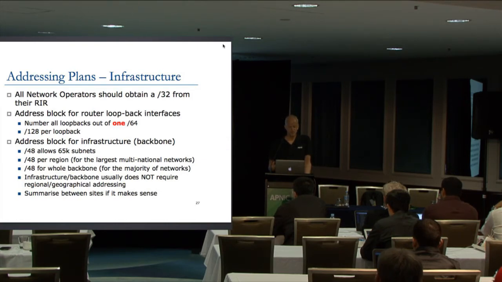Address block for infrastructure: I find a single /48 is fine for the entire global backbone. That's 65,000 subnets. Not many people have 65,000 subnets in their internal infrastructure. Some of the multinationals will split it up per region, though, because they have various reasons for doing that, with the way the network is working and how they peer and interconnect and so forth. But generally for any operator, start from a /48 for the whole infrastructure.